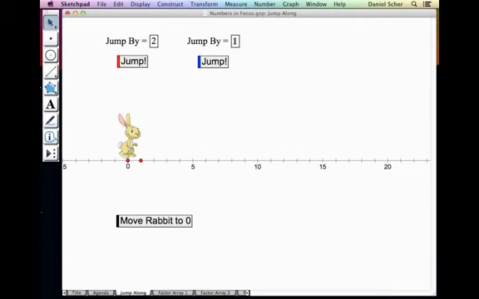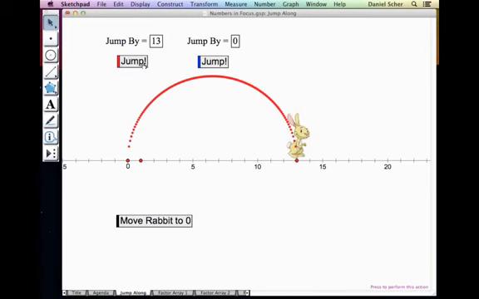We're just going to set the first jump by to 13, and we'll jump, and kids love the big jump here. So now we're at 13. And let's say we'd now like to figure out a way to get to the numbers that are smaller than 13 that we missed, 1 through 12, as well as numbers that are larger than 13. So how could we do that?